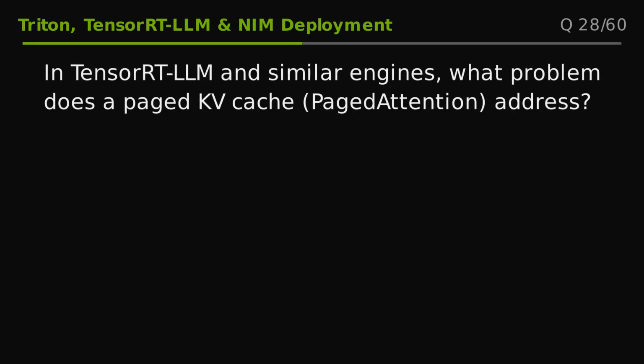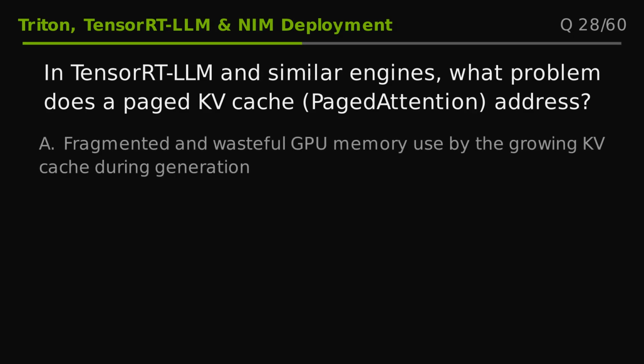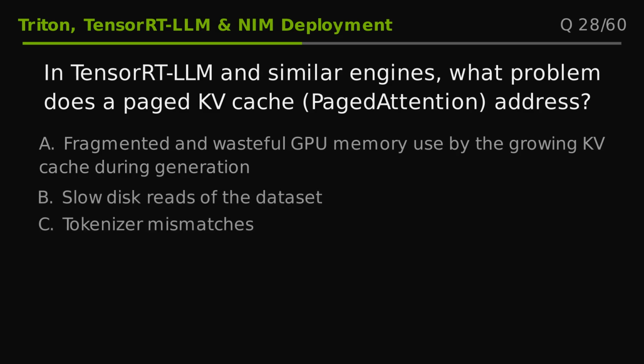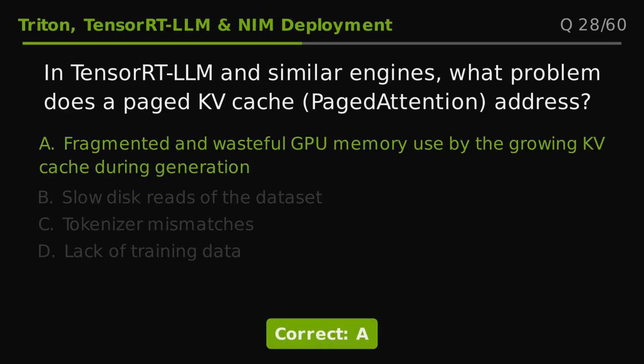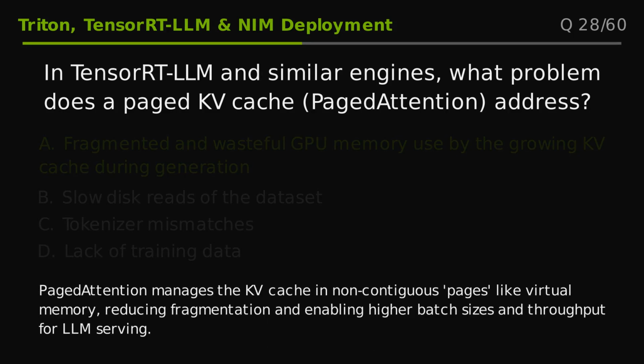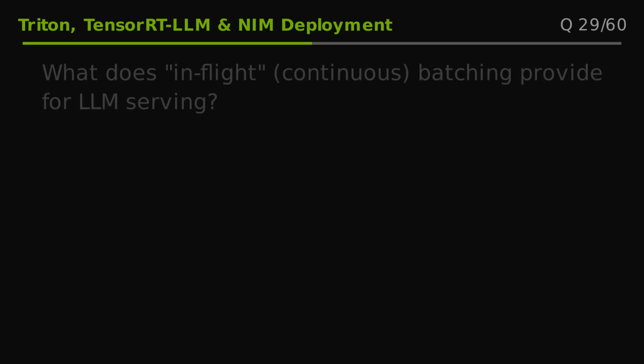Question 28. In TensorRT-LLM and similar engines, what problem does a paged KV cache or paged attention address? Option A. Fragmented and wasteful GPU memory used by the growing KV cache during generation. Option B. Slow disk reads of the dataset. Option C. Tokenizer mismatches. Option D. Lack of training data. The correct answer is A. Paged attention manages the KV cache in non-contiguous pages like virtual memory, reducing fragmentation and enabling higher batch sizes and throughput for LLM serving.